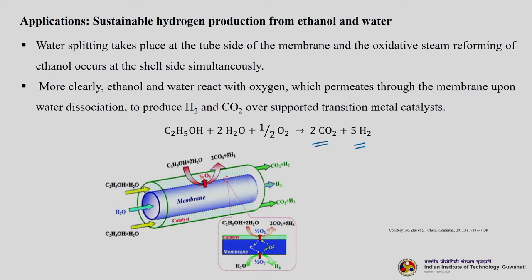So, you can see how it is happening. This is your membrane and this is your cell side. In the cell side we are passing ethanol plus water. Water is only being passed through your lumen side, and that is where the water splitting reaction is happening, where we get hydrogen here and we get carbon dioxide and hydrogen here.